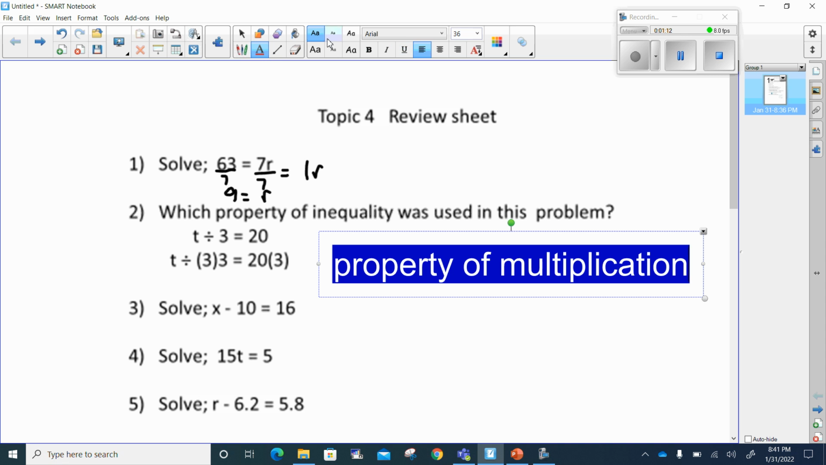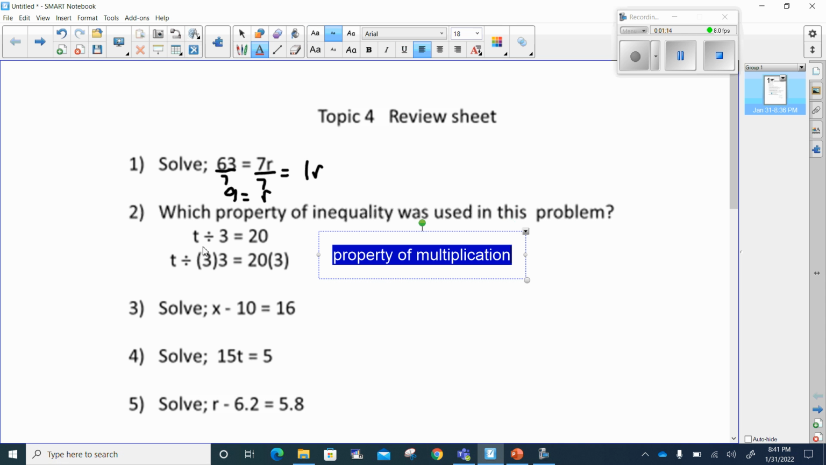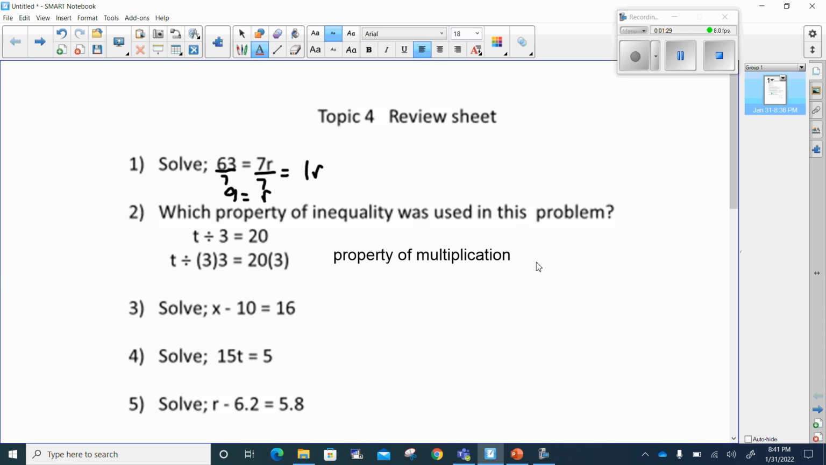Whatever I have there, I'm going to be doing the opposite. So that means if I'm multiplying, I'm going to use property of division. If I'm subtracting, I'm going to use property of addition. If I'm adding, I'll use property of subtraction. And in this case, because I'm dividing, I'm using property of multiplication.